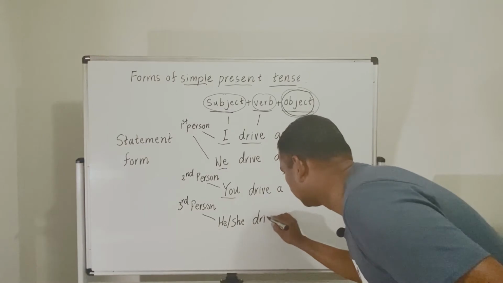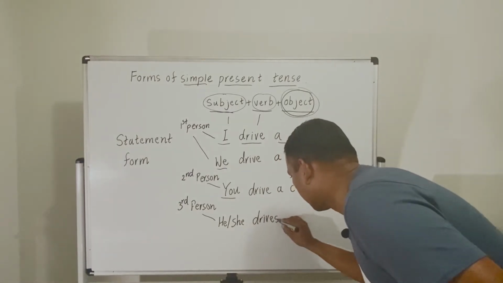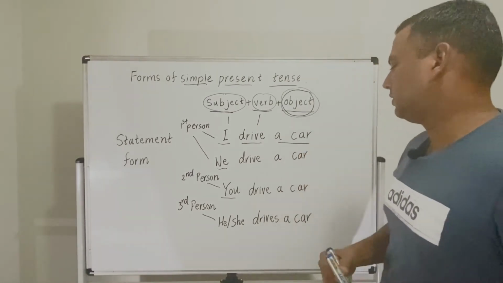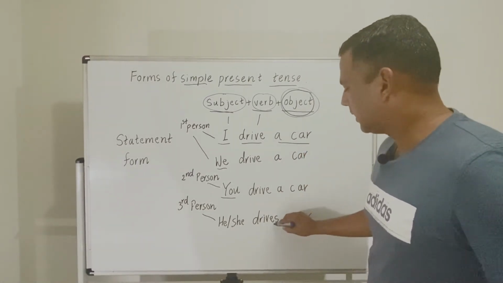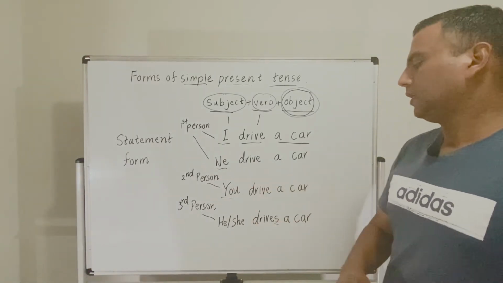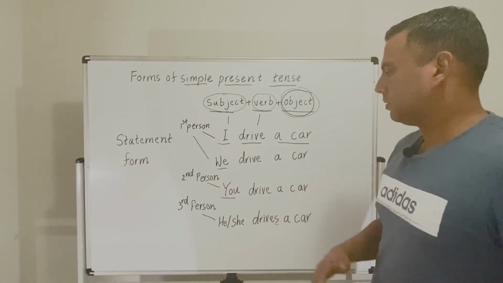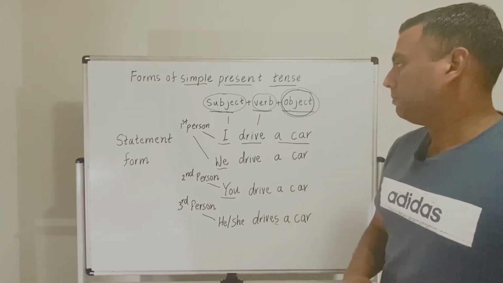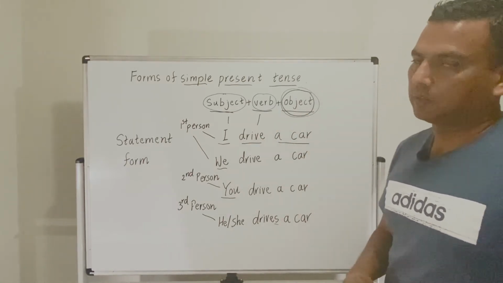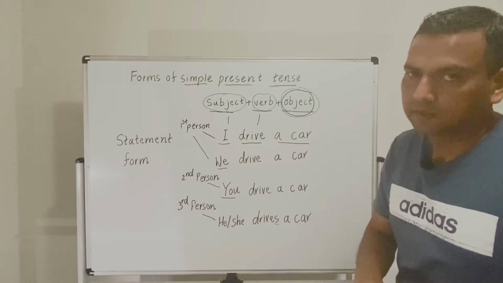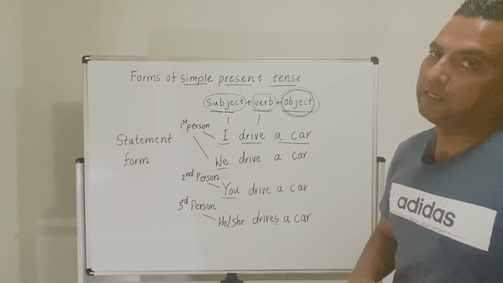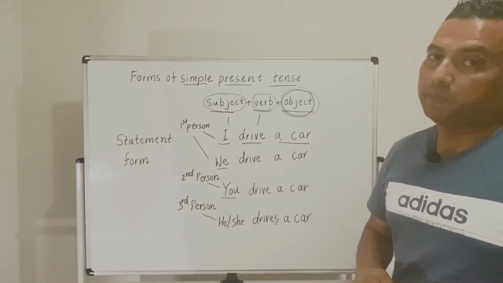He or she drives a car. So here you see some difference that happens. We are adding an S. I have told you that in third person, under he, she, it, the main verb form that follows the subject, that comes immediately after the subject, we have to add an S or ES to the end of that main verb form.